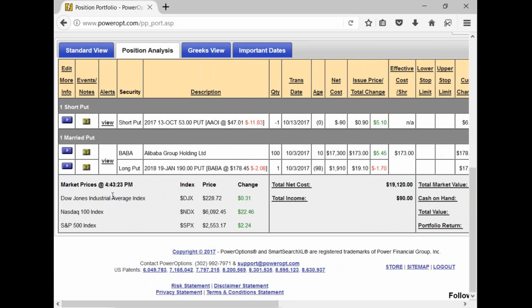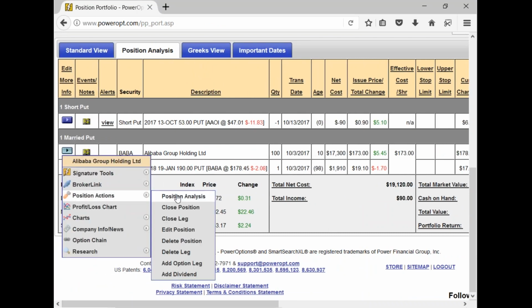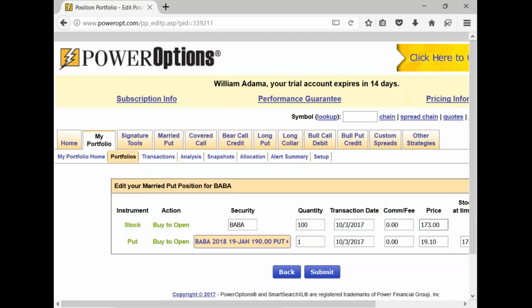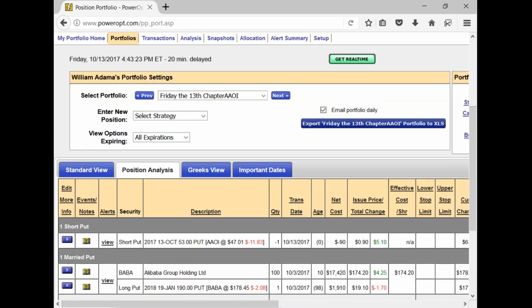Something's not right. You know what? I'm sorry, folks. I'm just trying to get the math right in my head. Edit position. I couldn't remember his price. It was around 174. It was 174.20, I think. That looks right to me. Okay, that looks better. Good.